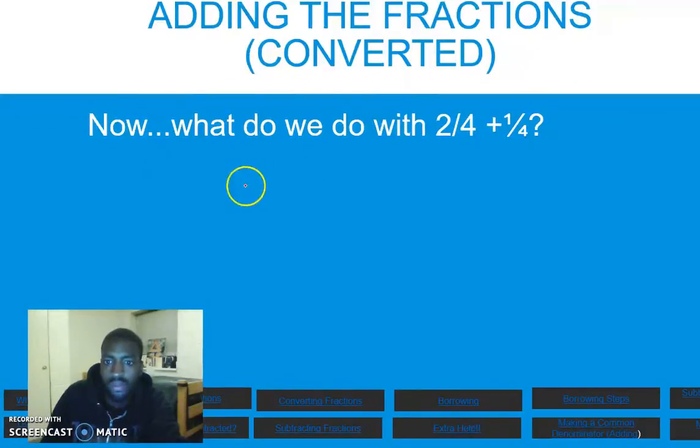Now what do we do with 2/4 plus 1/4? See, you can just add it easily. You wouldn't even need to do that. Generally, you only do this portion. Remember when I came over here and wrote that? You only do that if the denominators are the same. So you can just go over here.